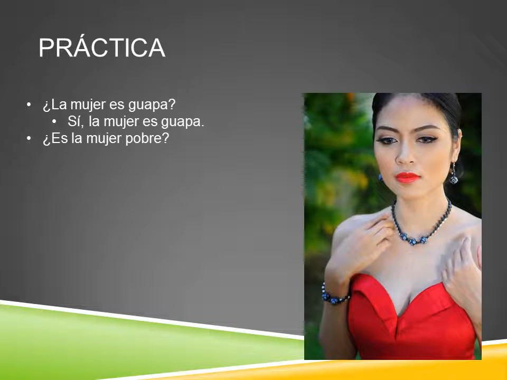Here we go. ¿Es la mujer pobre? So you can answer that to yourself. No, ella no es pobre. Es rica. So hopefully you remember pobre is poor, so she doesn't look poor. She looks rich. So this is an example of when we've switched the subject and the verb. Es is the verb, la mujer is the subject. So, ¿es la mujer pobre?